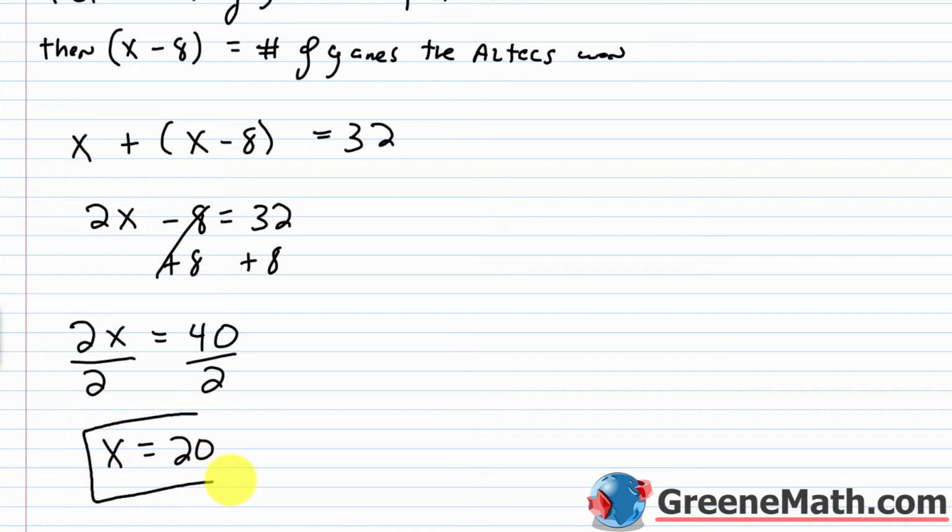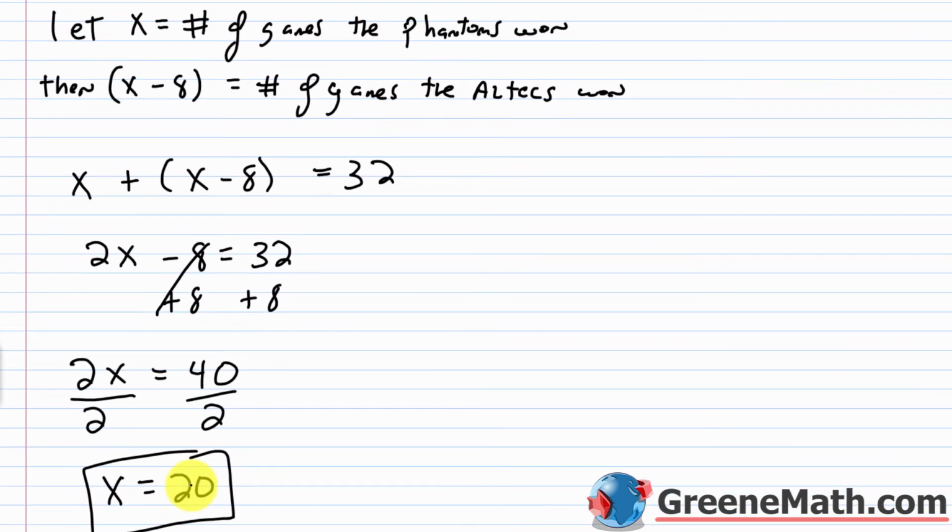And you might say, well, you got a different answer. Before you said x equals 12. Remember, we changed what x was representing. So, of course, the answer is going to change. But we still got the correct answer and the same answer as before. x equals 20 here because, again, we let x equal the number of games the Phantoms won. Okay? So the Phantoms won 20 games. And then x minus 8 is the number of games the Aztecs won. So 20 minus 8 is 12. So again, you get the same answer. The Phantoms won 20 games, and the Aztecs won 20 minus 8, or 12 games.